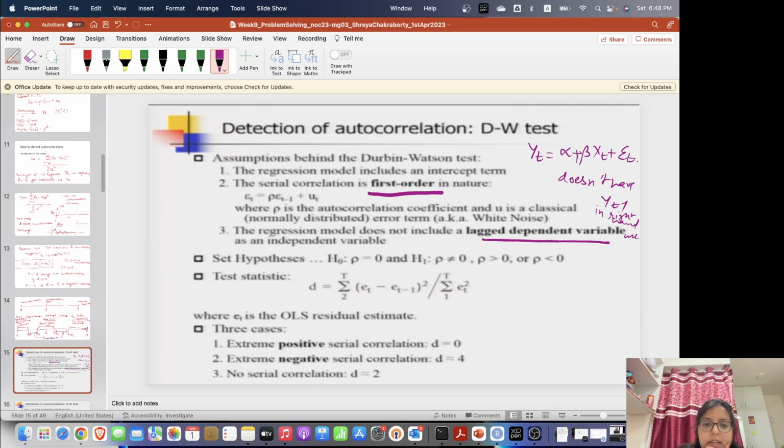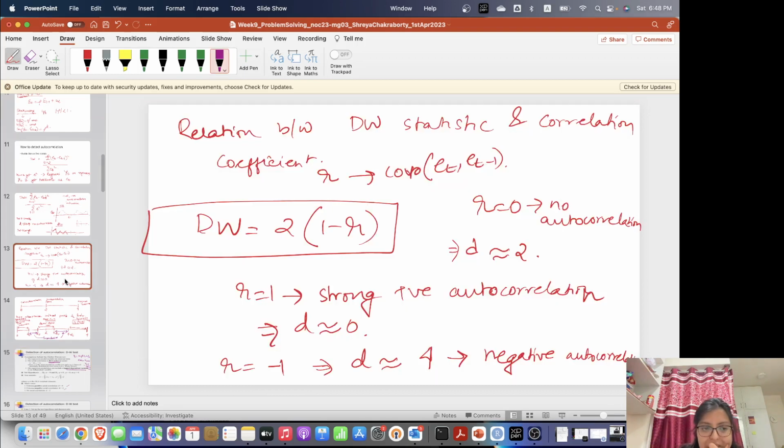So as I was saying, we set hypothesis rho equal to 0 versus rho not equal to 0, greater than 0 or less than 0. This is the D statistic. And as I was saying, if there is extreme positive serial correlation, D will be close to 0. If it is extreme negative, then D will be close to 4, and with no serial correlation, D will be close to 2, like I was mentioning over here.